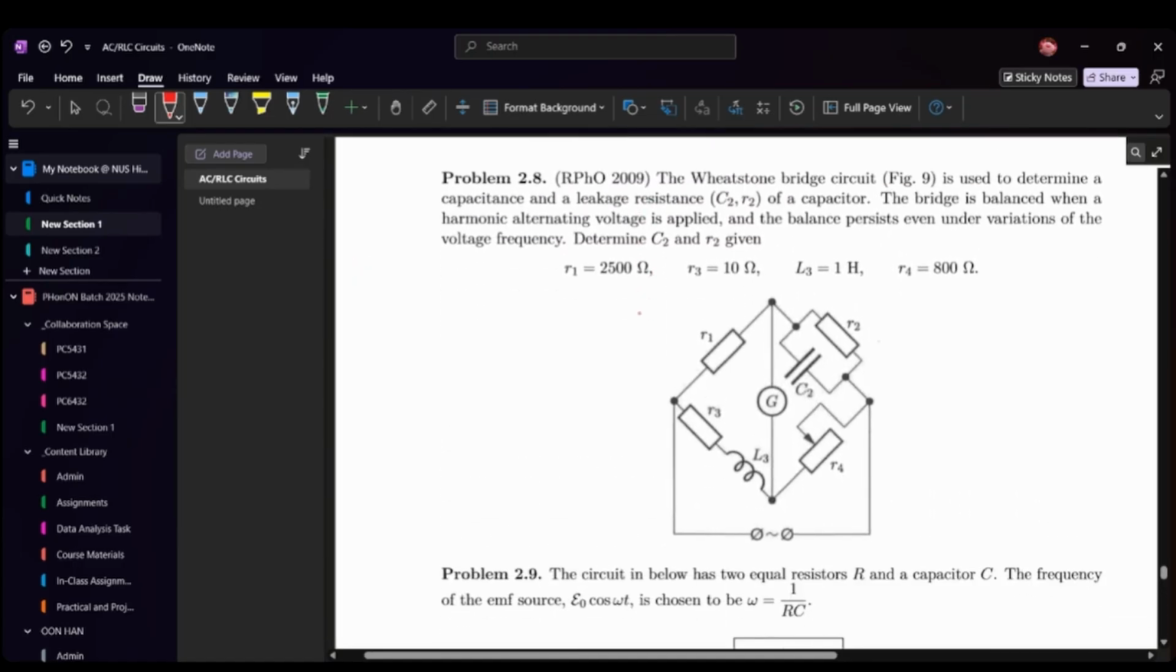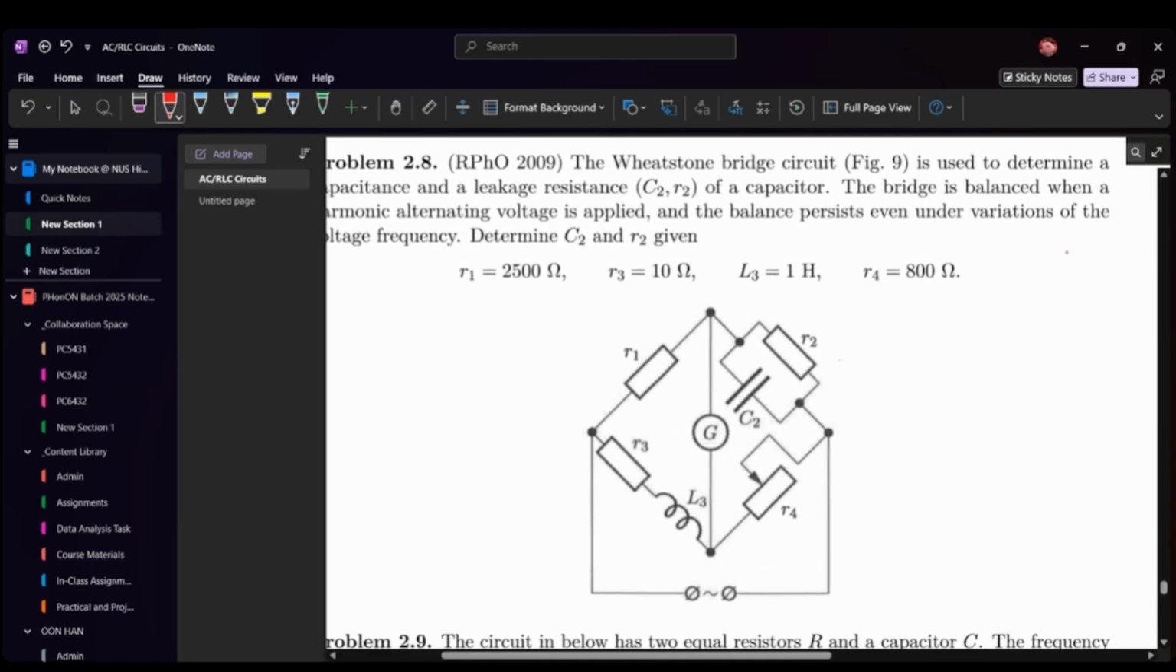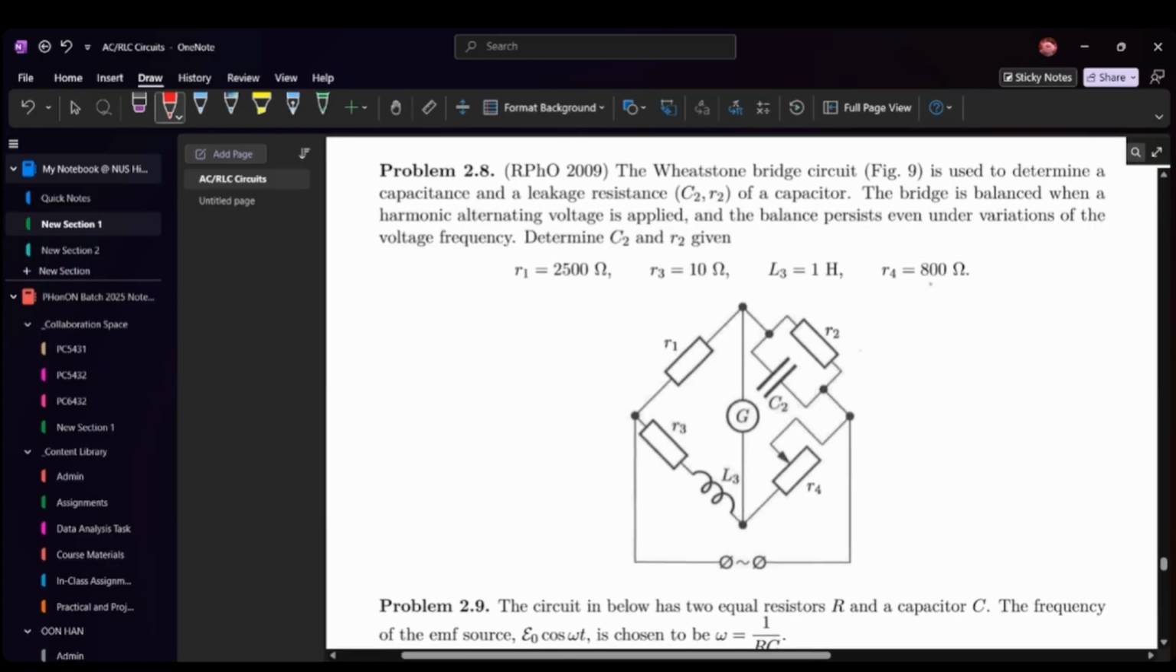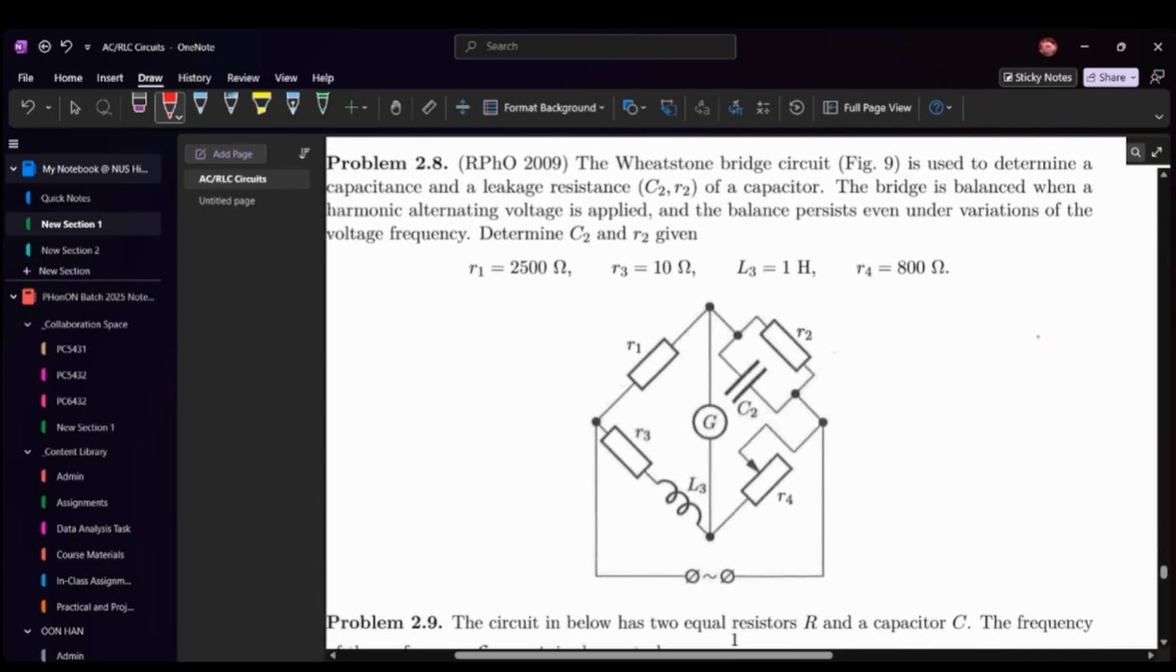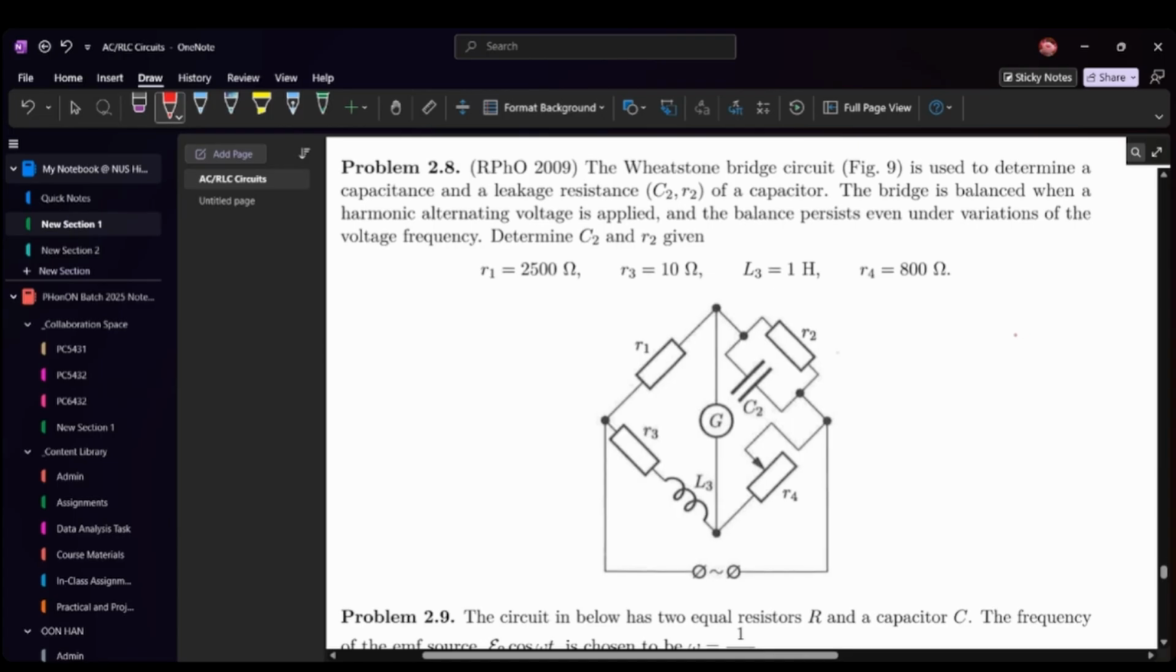Okay. So this is a Wheatstone bridge circuit. Basically, what this question says is that you have a bridge that's balanced when you apply some harmonic alternating voltage, and it balances even under variations of voltage frequency. But basically the trick is to apply your standard Wheatstone bridge formula in the frequency domain.